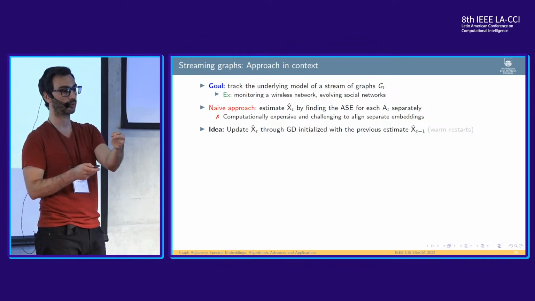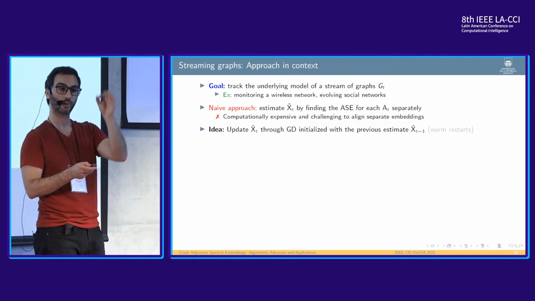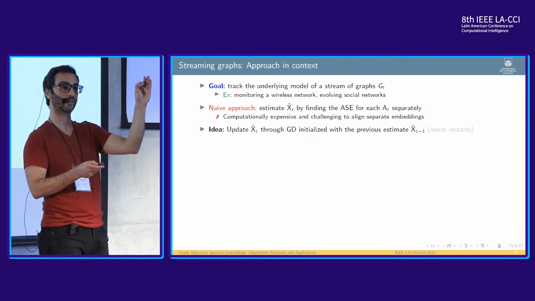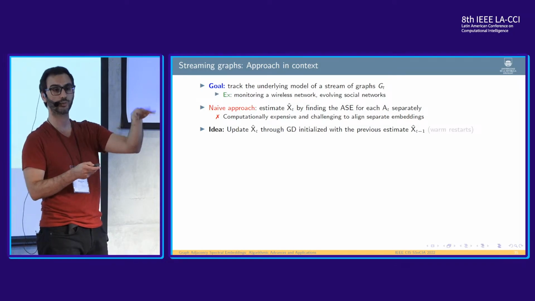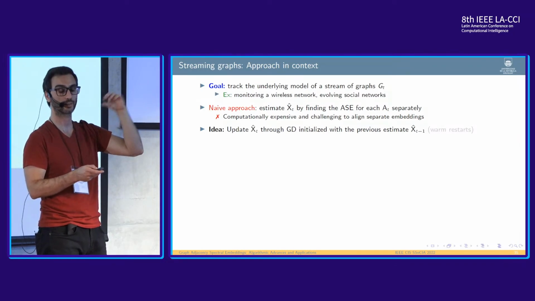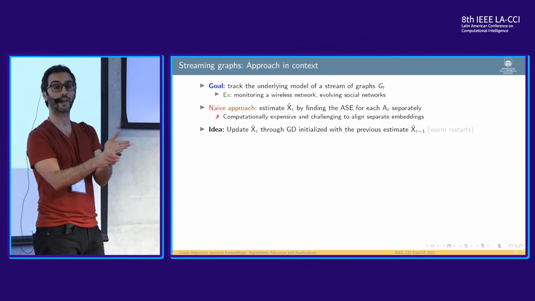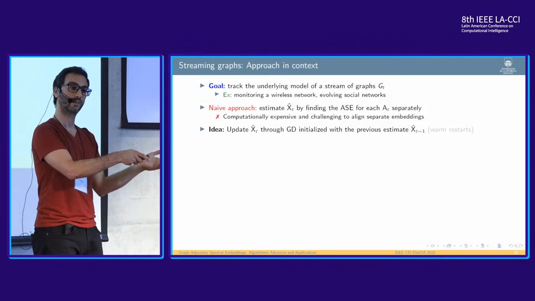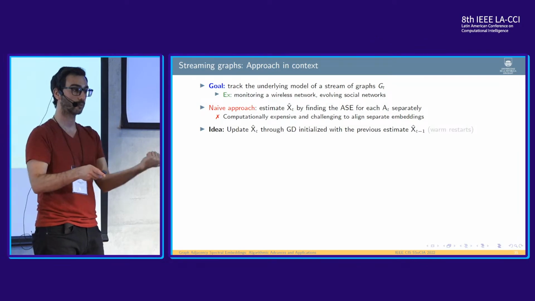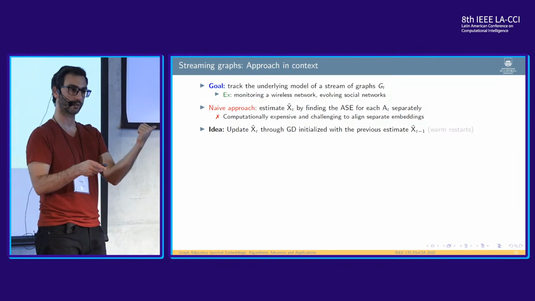When you do the gradient descent, you put that as the start, and then you do a couple of iterations of gradient descent until convergence, and the resulting embeddings are aligned because you initialize the embedding of the second graph from the solution of the first graph. I will say that again.